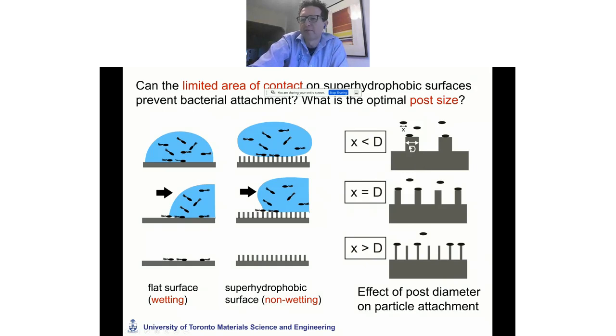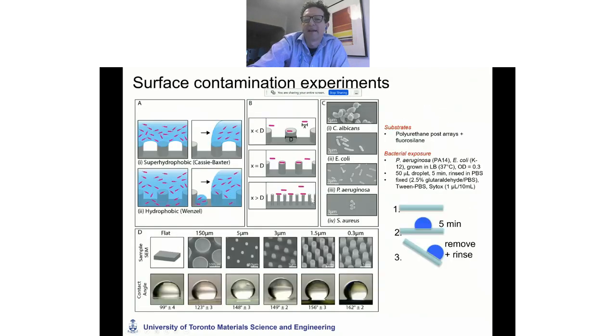Generally, if you have features that are much bigger than the cells, you can have a condition where the cell sits on the tops, versus features about the same size as the cells, or where the features are much smaller than the cells. So what's the ratio of the feature size to the cell size? That's what we want to test here. And of course, if we can limit the bacteria to the tops of these features, then we can presumably limit how much they attach to a material surface.